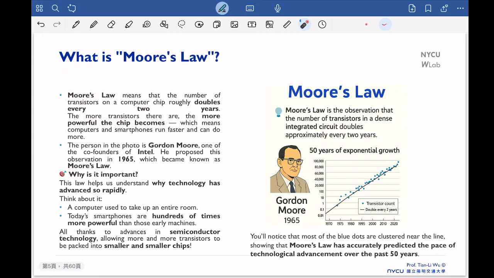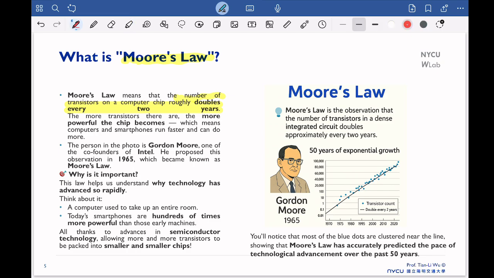Okay, so the next is that before we move on to further discuss semiconductors, I think it's definitely worth letting you know about the very critical law that the industry tries to follow and catch up with, which is what we call Moore's law. So what does Moore's law mean? Moore's law means that the number of transistors on a computer chip roughly doubles every 2 years.